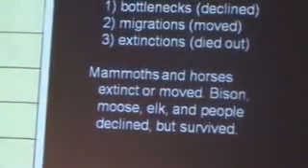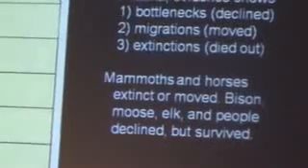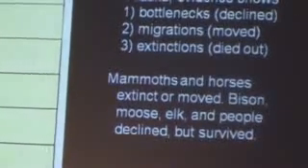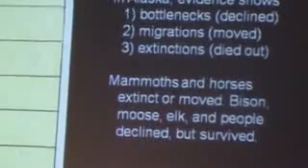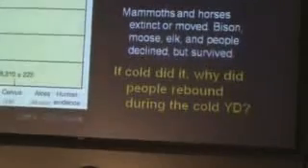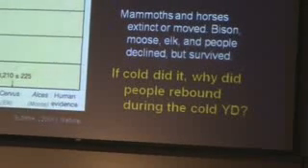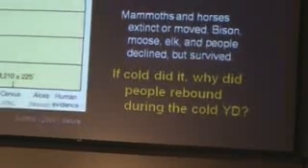So mammoths and horses went extinct, or maybe some of them moved. There are horses that existed beyond this point elsewhere. But bison, moose, elk, and people declined, but they survived. But if the cold did it, why do you see this contraction at the line but then they expand out after it? So it was really cold, and yet their populations were growing again.